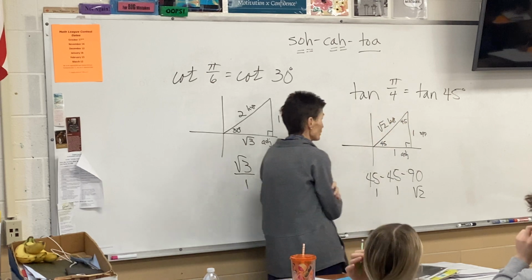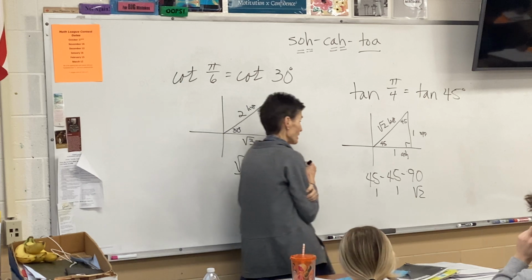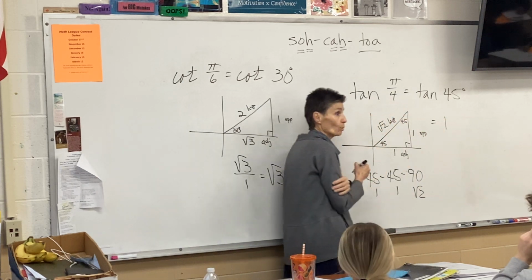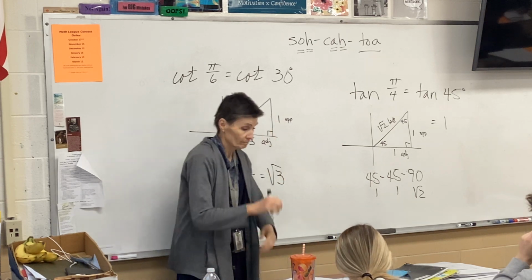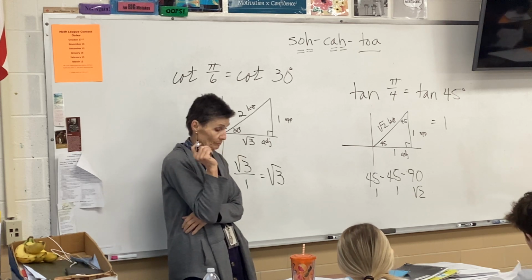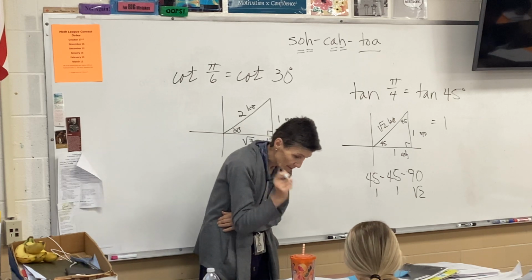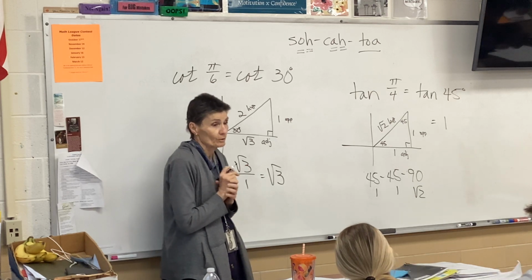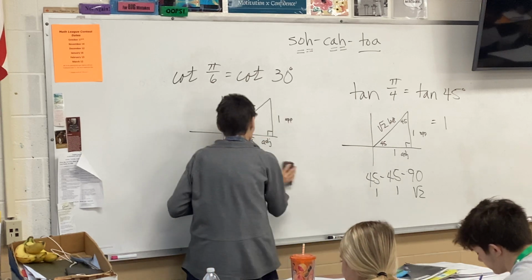All right, I want the tangent. What is tangent? Opposite over adjacent. And so what's the tangent of 45? 1 over 1. 1. All right, I want you to try E and F on your own with your partner. See how far you can get with these two problems.